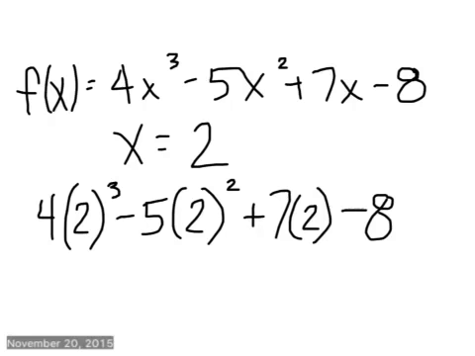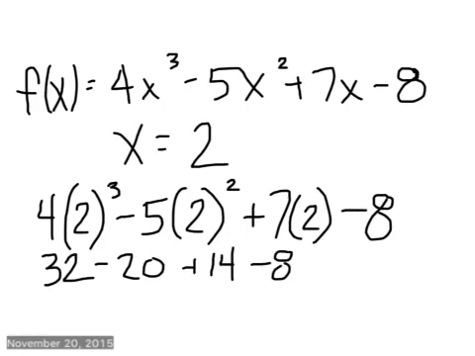So, how do you do this? Some of you might just stick the whole thing in your calculator as it looks. Will it give you the answer? Absolutely. 2 to the third is 8. 8 times 4 is 32. 2 squared is 4. 4 times -5 is -20. 7 times 2 is 14. What's 32 minus 20? 12. 12 plus 14? 26. Minus 8?